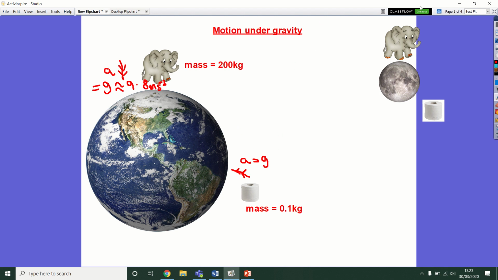Okay, if I were to put these objects on the moon, then the moon is smaller. The masses are going to be equal because the sizes of the objects, the amount of matter that we've got, hasn't changed. But the acceleration towards the moon is going to be smaller than it is on the Earth because the gravitational strength is weaker. So for the moon, I believe the acceleration on the moon is only about 1.62 meters per second squared.